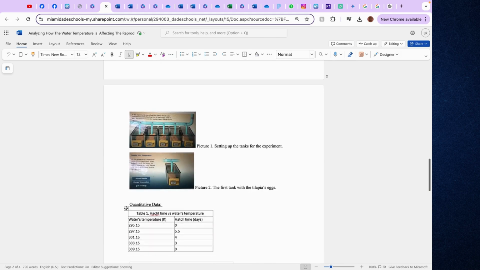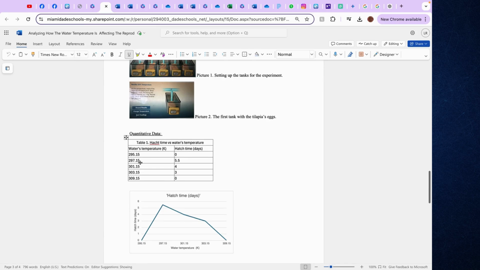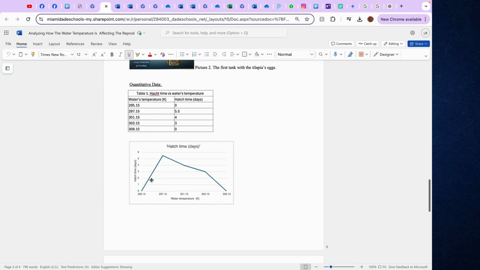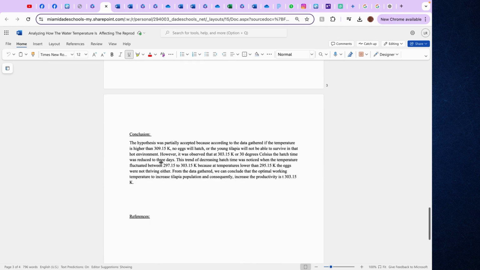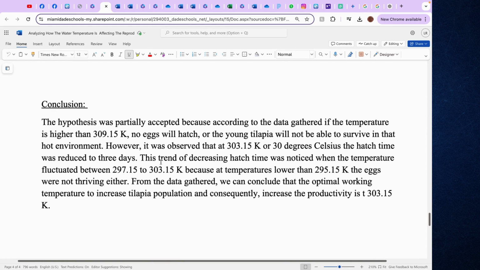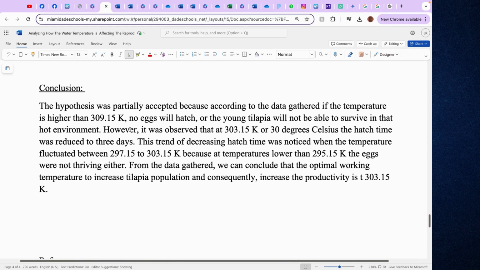We have our pictures. Remember that you need 6. You have only 2 over here, but you need 6. The 6. You have your table, quantitative observation or quantitative data. You have your table. Then you have your graph over here. And after that, you have to write the conclusion. And let me put that big on the screen so you can copy from there.